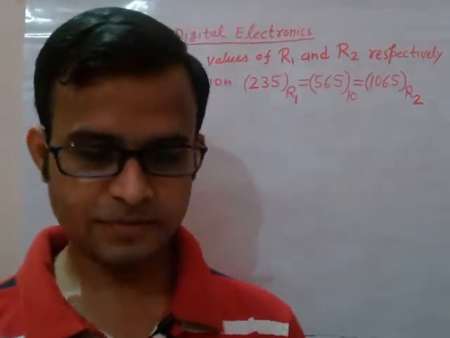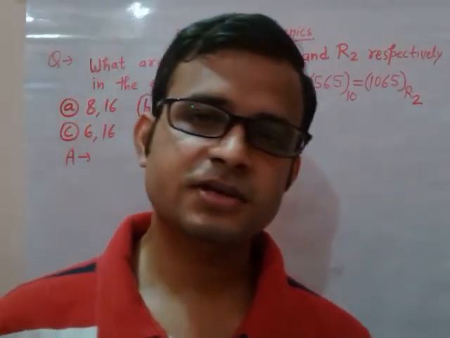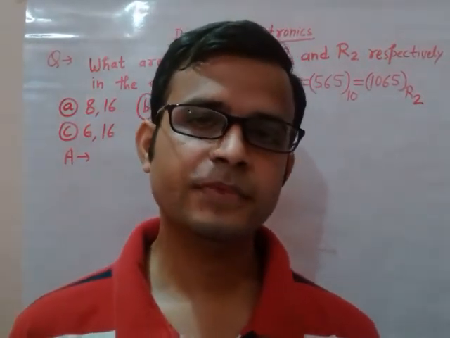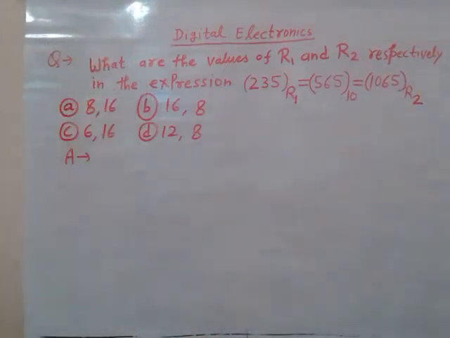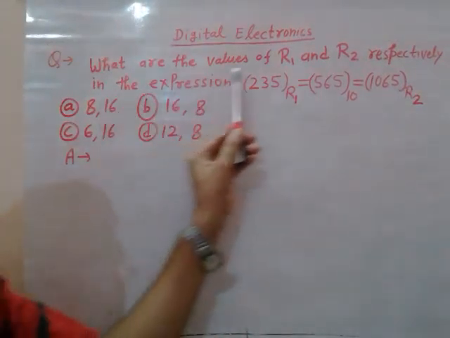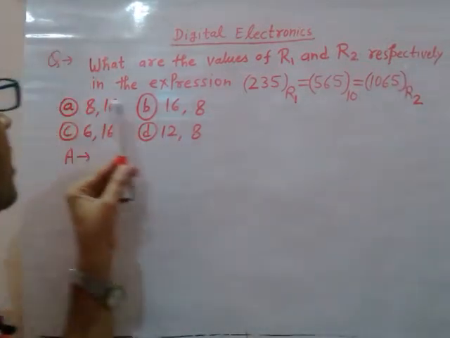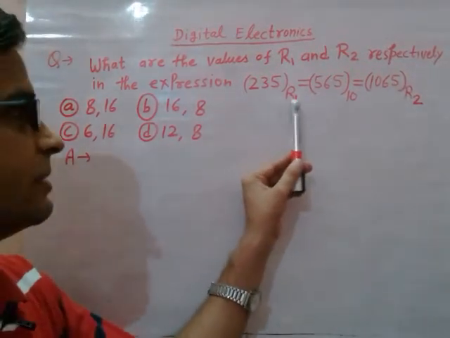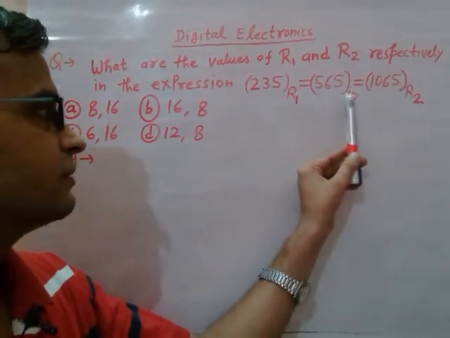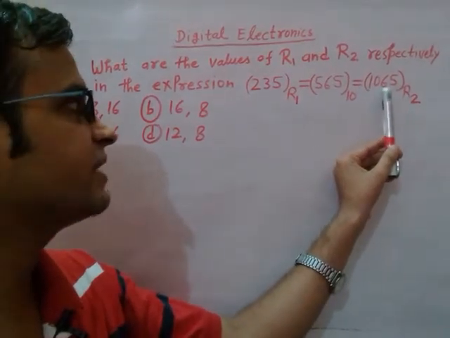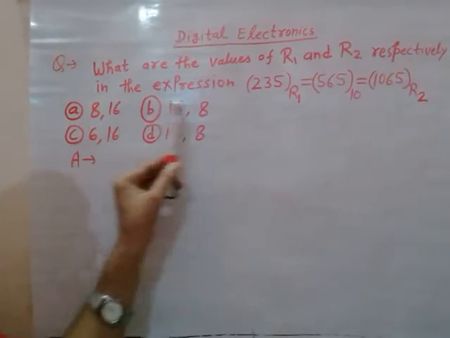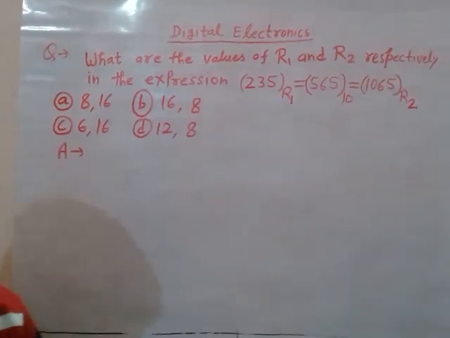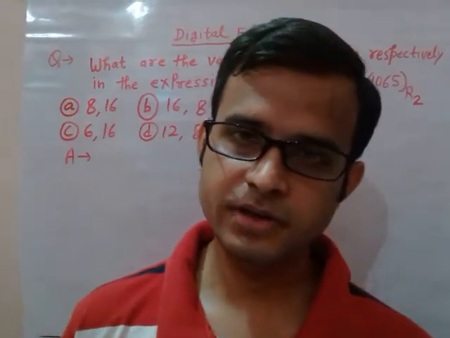This question has been asked in your examination ESC 2004. So just please read the question statement. What are the values of R1 and R2 respectively in the expression 235 to the base R1 equal to 565 to the base 10 equal to 1065 to the base R2? Then out of these four options, one option is correct and you have to choose that correct option, right?